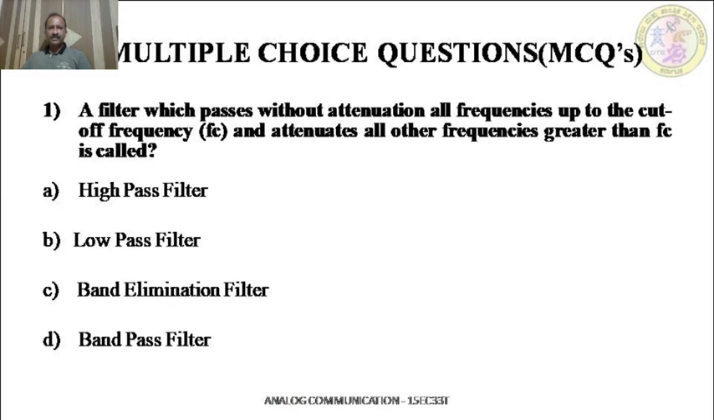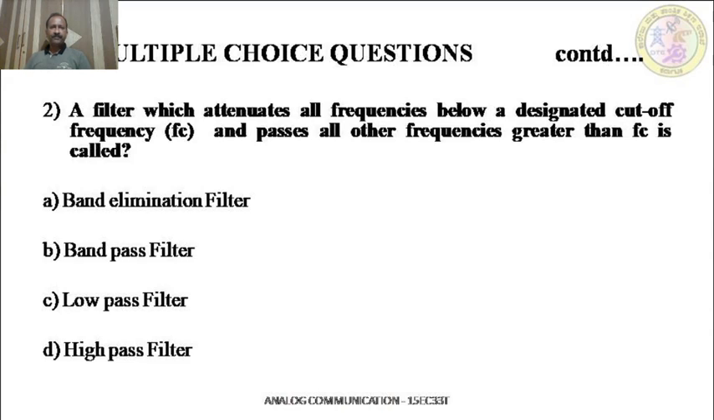Okay, reading out the question once again. A filter which passes without attenuation all the frequencies up to the cutoff frequency, that means 0 to cutoff frequency, and attenuates frequencies greater than fc, means our filter is going to pass low frequencies and attenuate high frequencies. That means the correct answer for this question is option B, low pass filter. It passes the frequency components from 0 to cutoff frequency and stops all other frequencies greater than fc. That filter you are going to call a low pass filter. For this, the correct answer is option B.